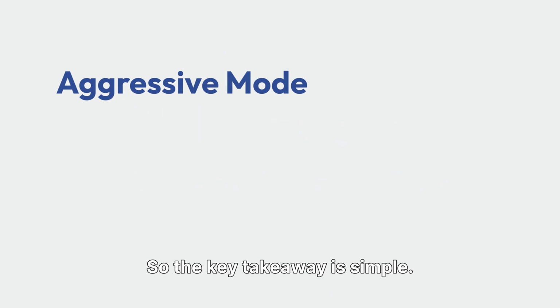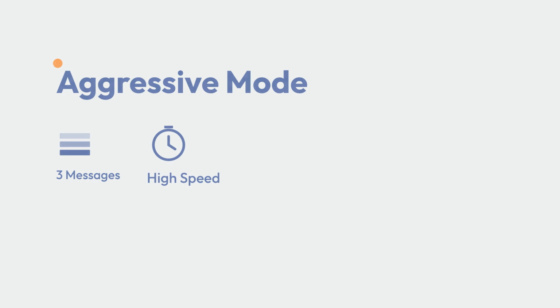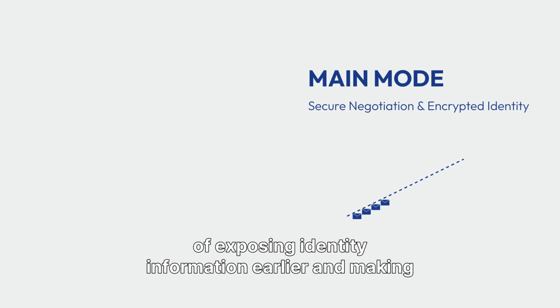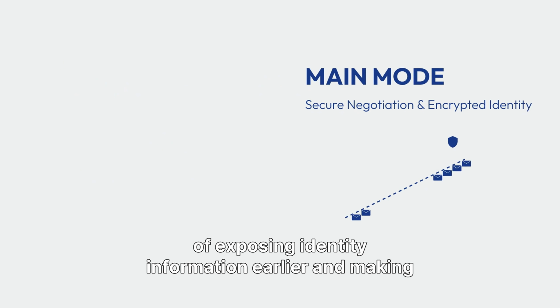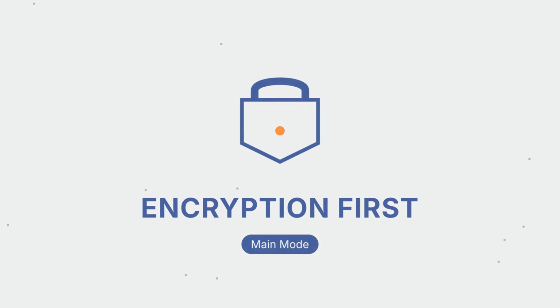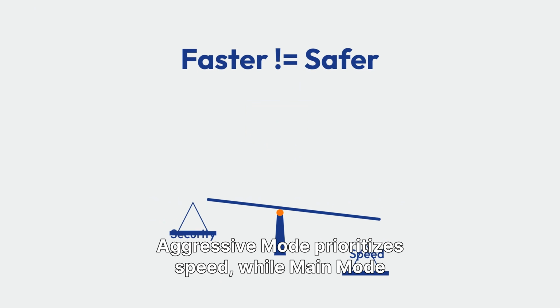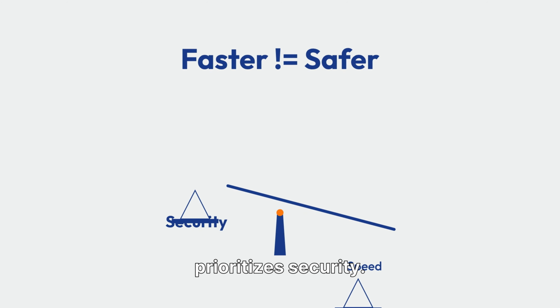So the key takeaway is simple. Aggressive mode is faster because it uses only 3 messages instead of 6. However, that speed comes at the cost of exposing identity information earlier and making offline password attacks easier. Main mode requires more exchanges, but it protects identity information by establishing encryption before identities are shared. In networking, faster is not always safer. Aggressive mode prioritizes speed, while main mode prioritizes security.